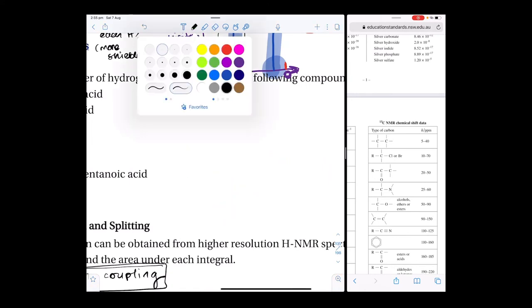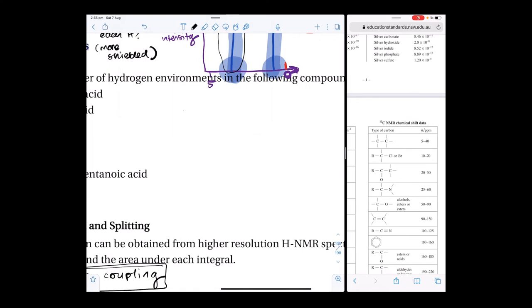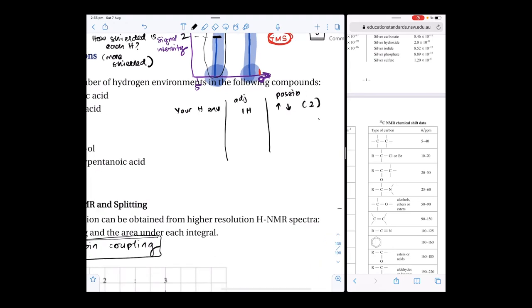So the way you understand it is, if you're looking at your hydrogen environment, you're looking at the adjacent hydrogens. If there's only one adjacent hydrogen, it could be spin up or it could be spin down. AKA, how many possibilities are there? Two. Does everyone agree? Now, what if you have two hydrogens? If you have two adjacent hydrogens, they can both be spin up, they can both be spin down, or they can be one up and one down. So how many different possibilities is that?